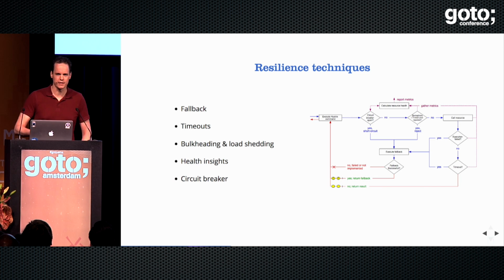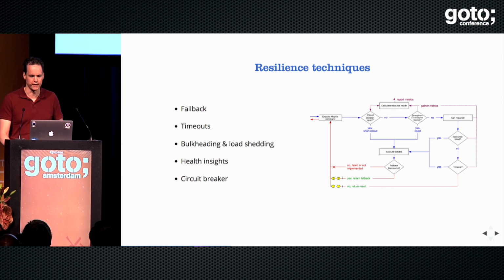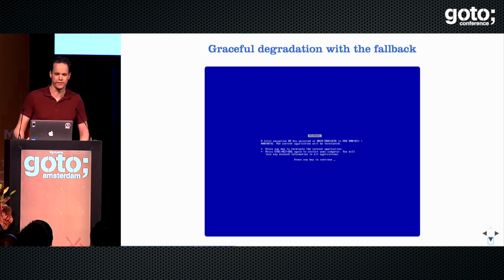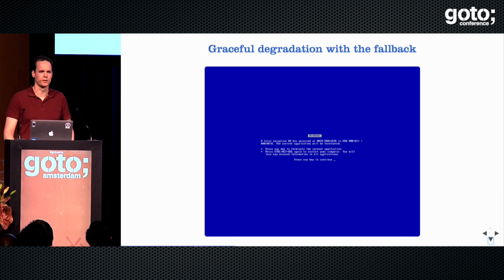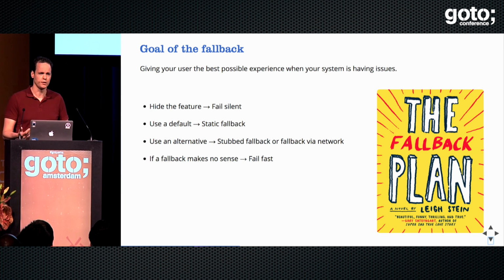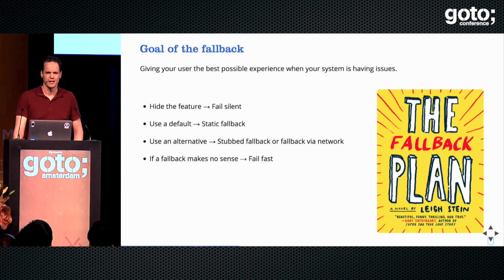So let's look at these resilience techniques that Hystrix gives us. First, the fallback. So the fallback is the way to gracefully fail, and Windows in the past wasn't that graceful. We all know this scream, right? So the goal of the fallback is to try to give the user, which can also be a different system, the best possible experience when your system is having issues.